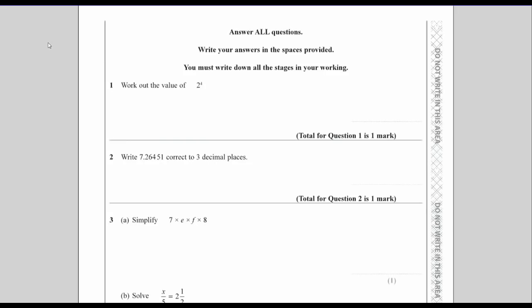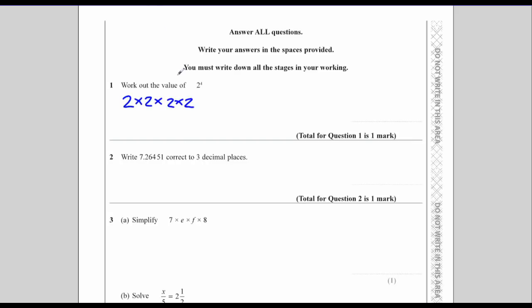Number 1. Work out the value of 2 to the power of 4. Well, 2 with a little 4 means how many times you have to times 2 by itself. So the number we're timesing by itself is 2, and the number of times we're doing it is 4. So you'd write 2 times 2 times 2 times 2.